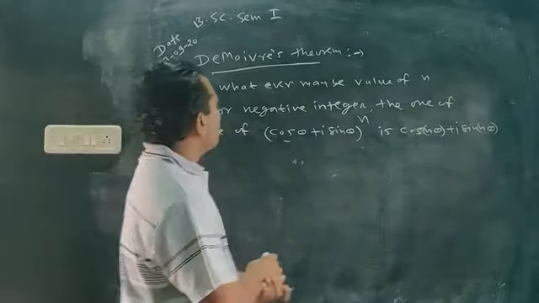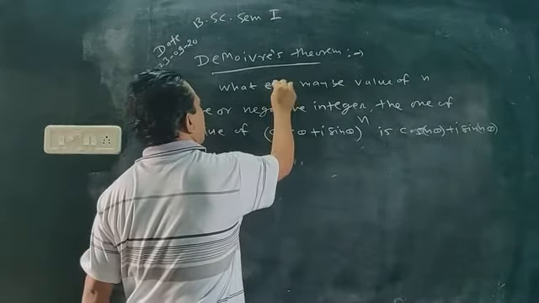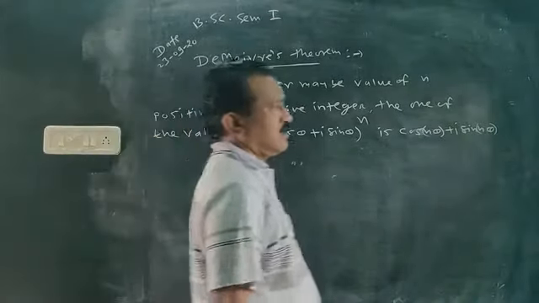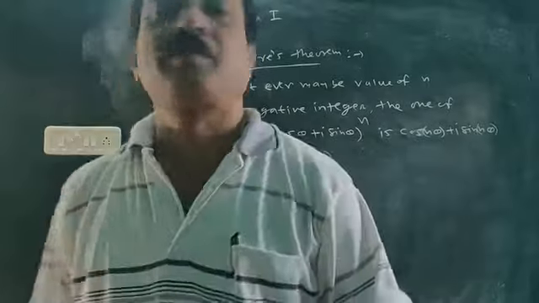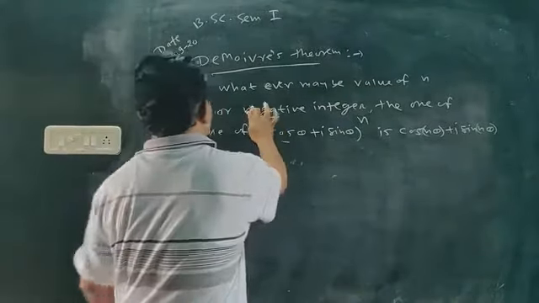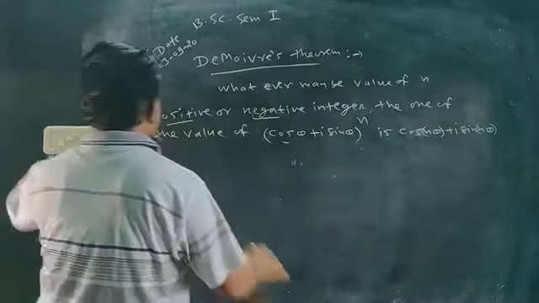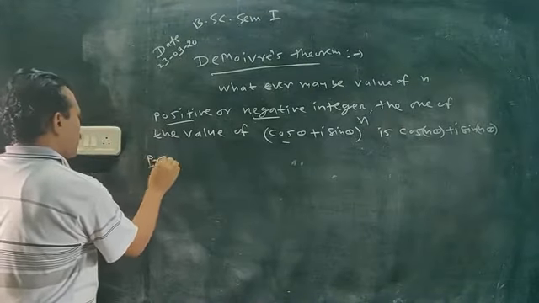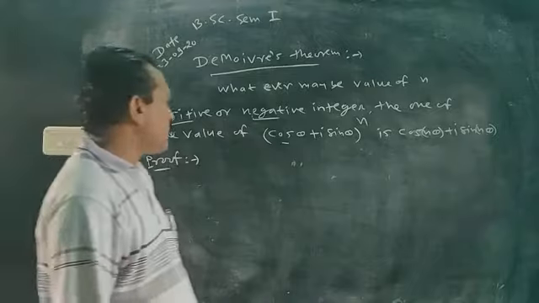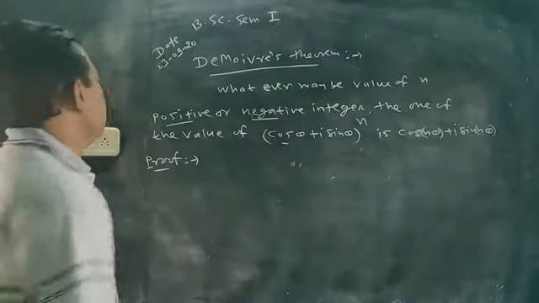Okay, so whatever may be the value of n, positive and negative. Also for rational numbers, but this is a tedious proof, we avoid this. So positive and negative, two cases for the proof. Okay, so the proof of this theorem: two cases, first we prove the positive case, then we prove the negative case.